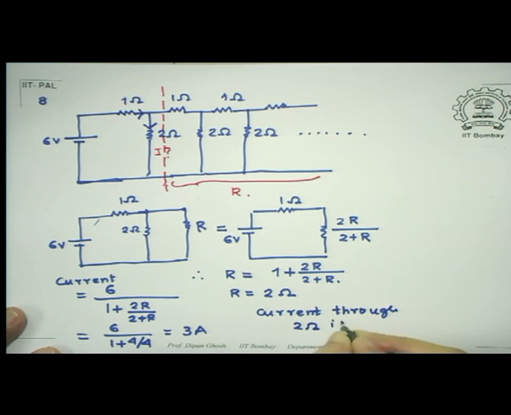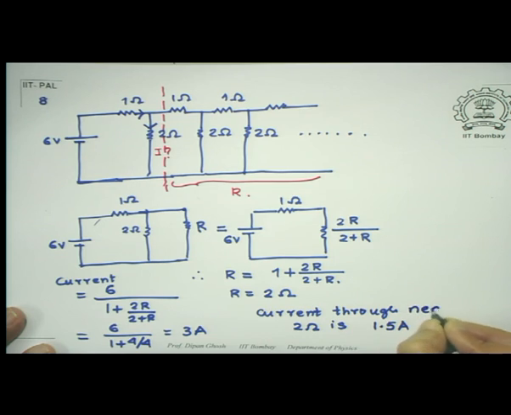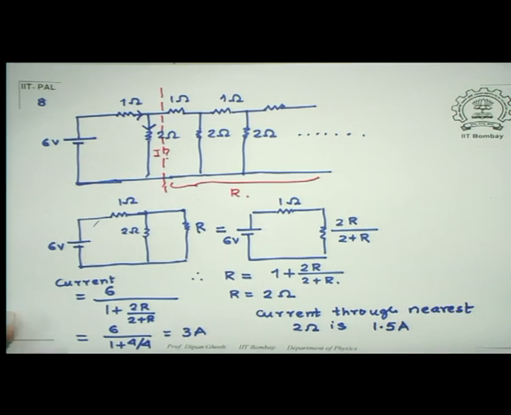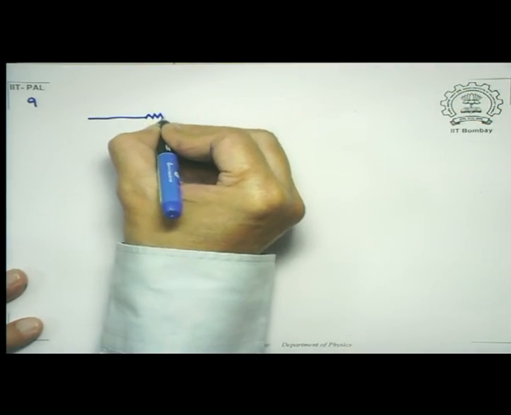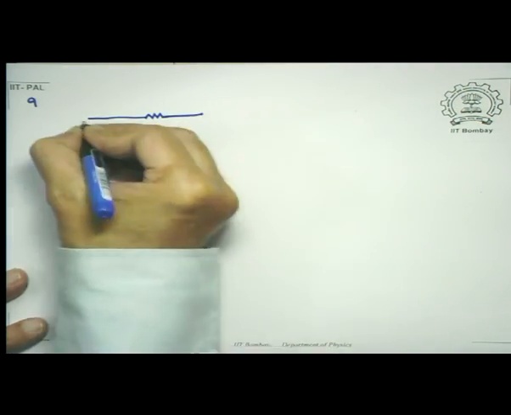is, that the nearest 2 ohm resistance is 1.5 amperes. Let me write down nearest 2 ohm resistors. Let's make things a little more interesting. This time, since we have already learnt about a capacitor in a circuit, the way I would do it this, let me draw a circuit this time with a capacitor.